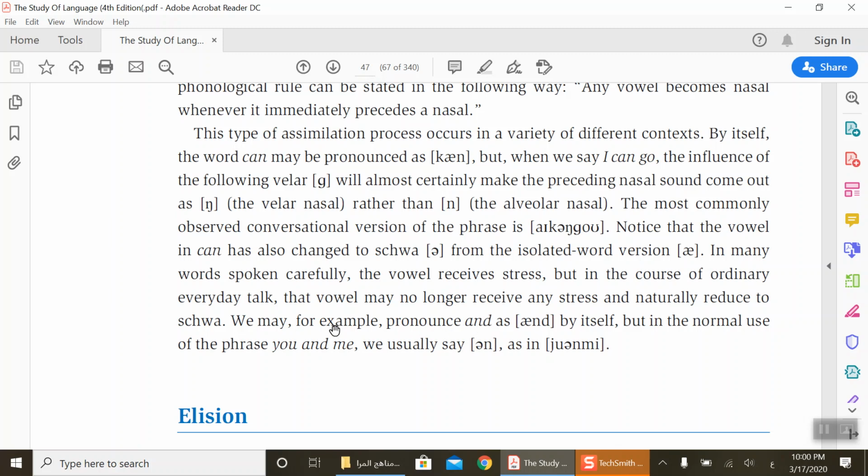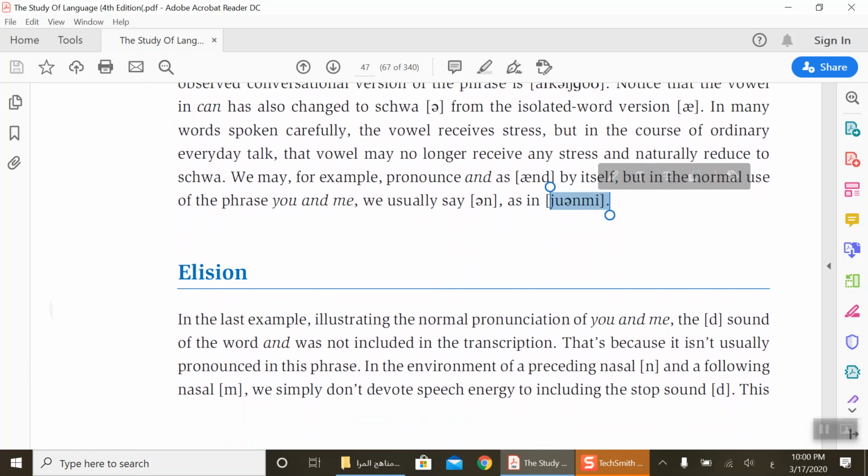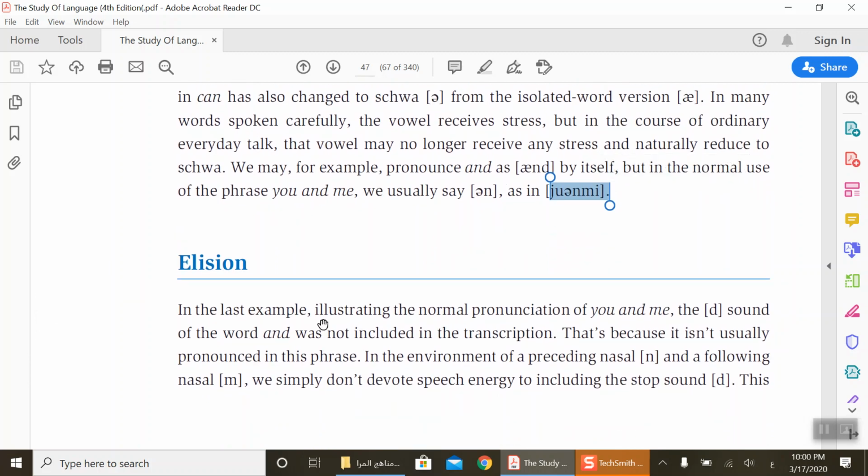Another example here we have. We may, for example, pronounce and. For example, you and me. They say you and me, you and me. It means you and me. You see here, this is assimilation.